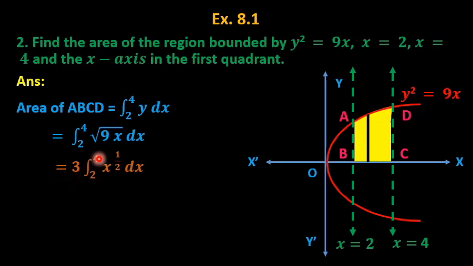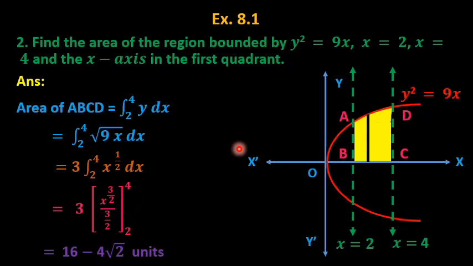So integration from 2 to 4. Here it will be left root over x, which is x to the power half dx. Using the formula for integration of x to the power n, we get 3 into x to the power n plus 1. So half plus 1 is 3 by 2, divided by 3 by 2, from 2 to 4. After putting the upper limit and lower limit and after simplification, we get the area of ABCD as 16 minus 4 root 2 units. So this is the answer.